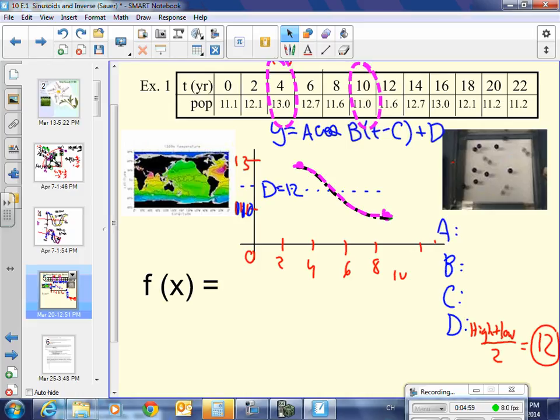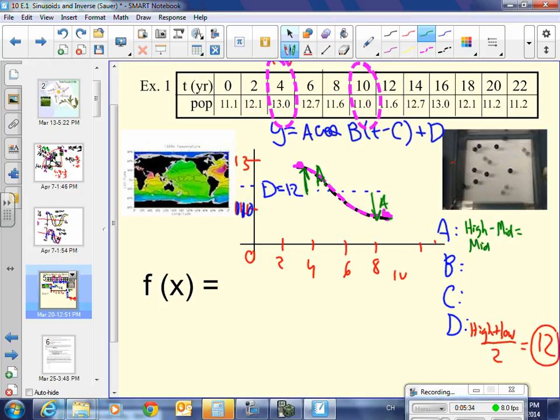So if D is 12, and this is my amplitude, from here up to here is my amplitude, or here down to there, it doesn't matter. Both of those are the amplitude. How are you going to find that? The average of those will get you D, but we want to find this distance from the middle to the high. What should you do? You can just do the difference. You can do the high minus the middle, or you could do the middle minus the low. You can do either one of those. 13 minus 12 is just going to be 1, isn't it?